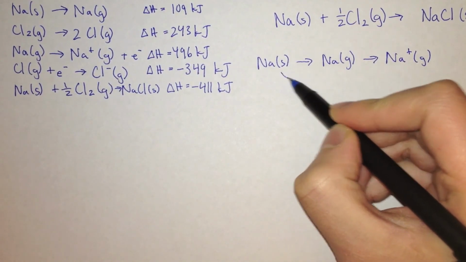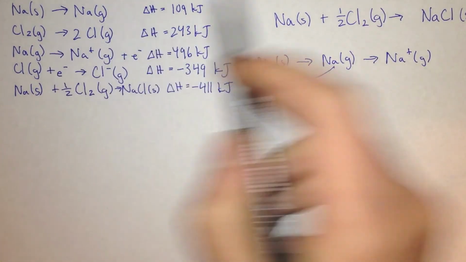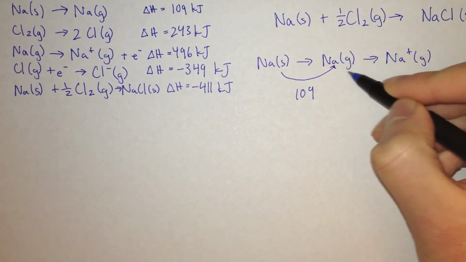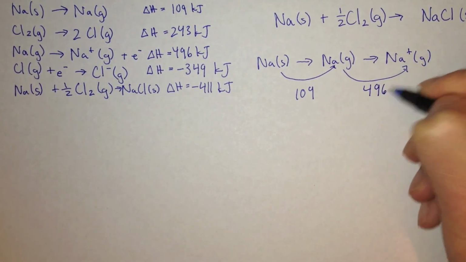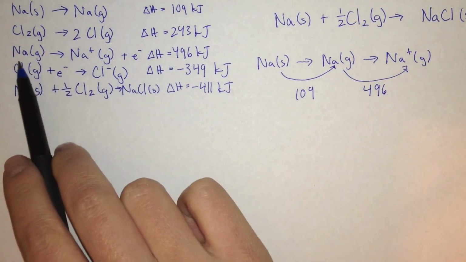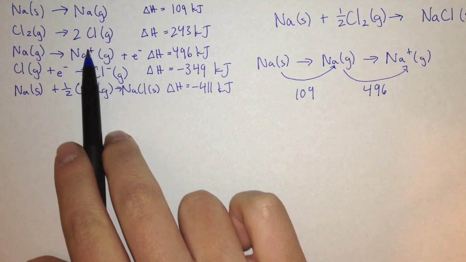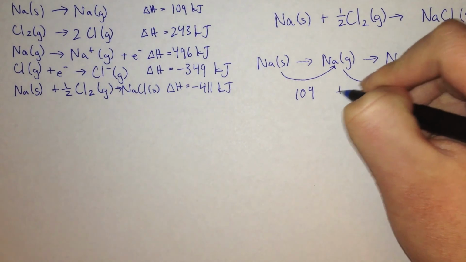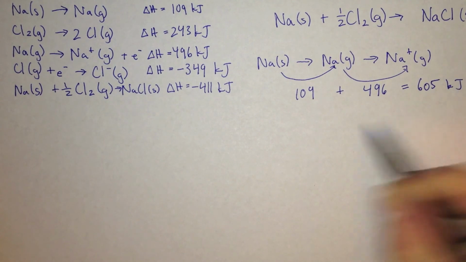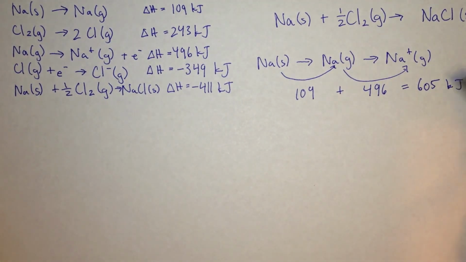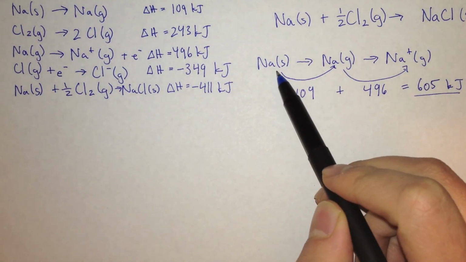Going from solid sodium to gaseous sodium is 109 kilojoules based on this one, and going from gas to an ion is 496 kilojoules based on this one. So we see that we had the sodium and then one electron was taken away from it, making it positive. And the total heat for this process is 605 kilojoules. We just add these two up. And so we found the heat of formation of a gaseous sodium ion from solid sodium.